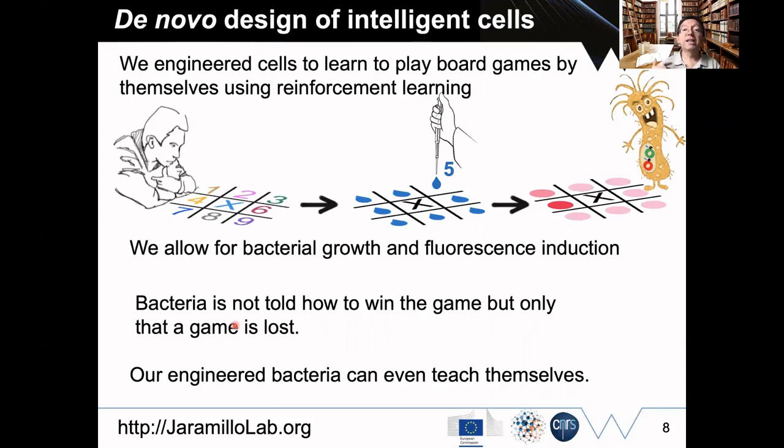So then they figure it out. And how do we do that? We do that by mimicking neural networks, but with genetics and in bacteria.